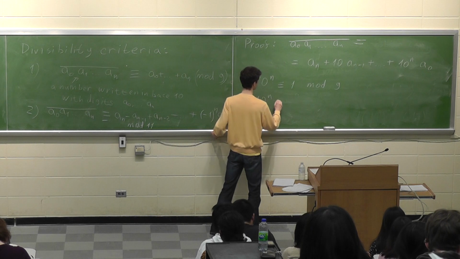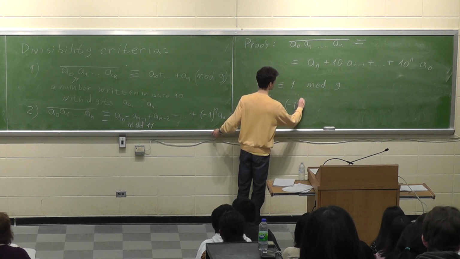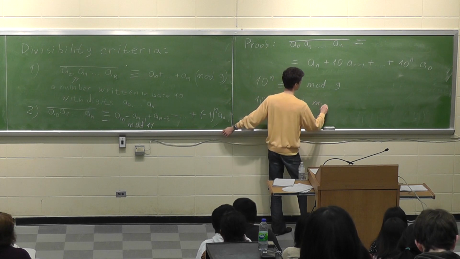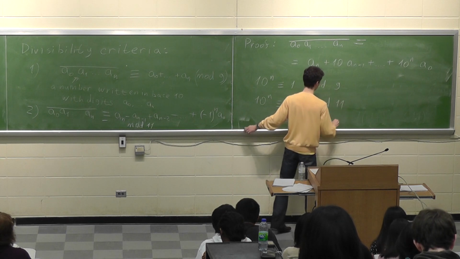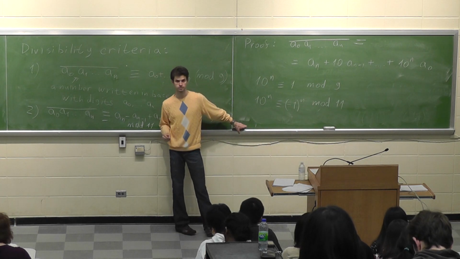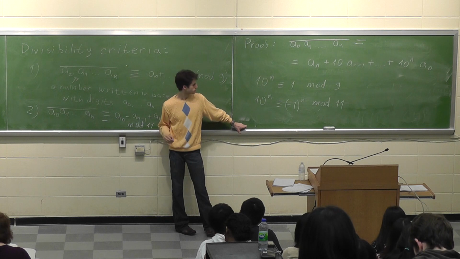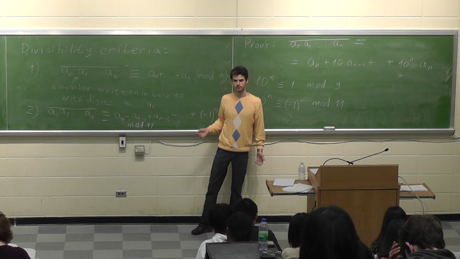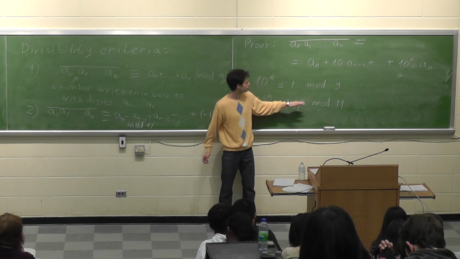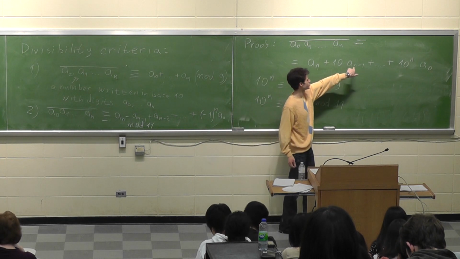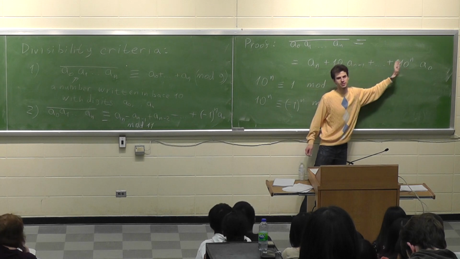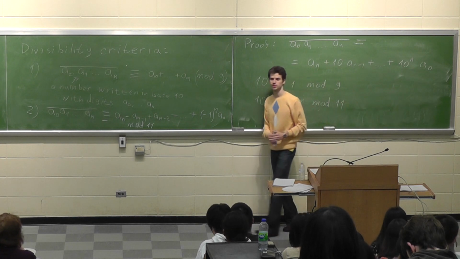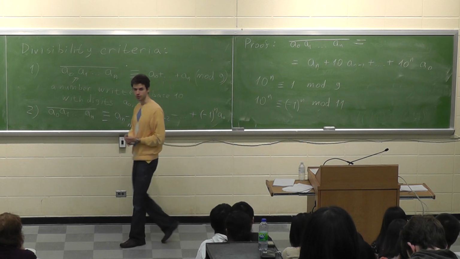10 to the power n is congruent to minus 1 to the power n modulo 11. The second criterion follows. So this number, modulo 11, is the same as a_0 minus a_1 plus the next one minus the next one, and so on. What about 17?